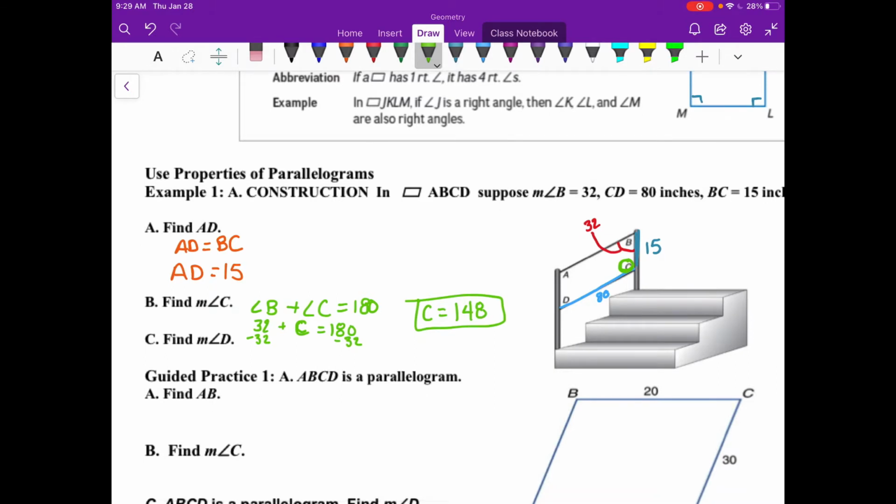And last is C, find angle D. Angle D is opposite angle B, which means those are the same. So angle D is equal to angle B. So angle D is 32.